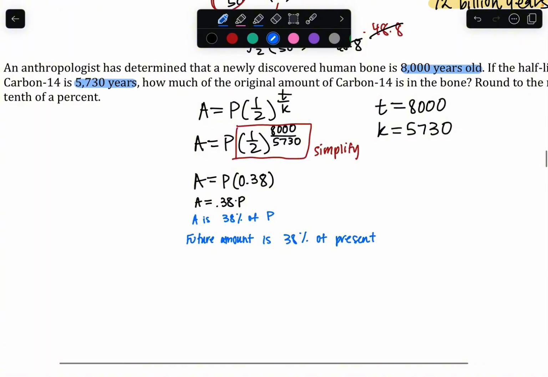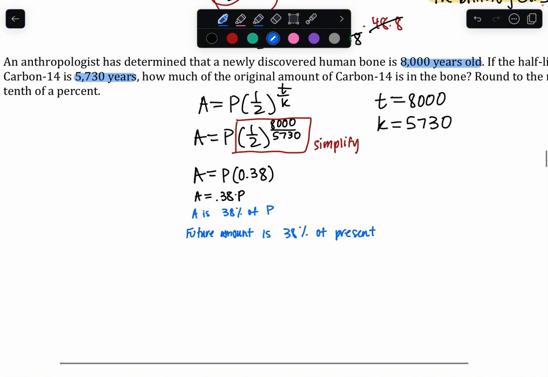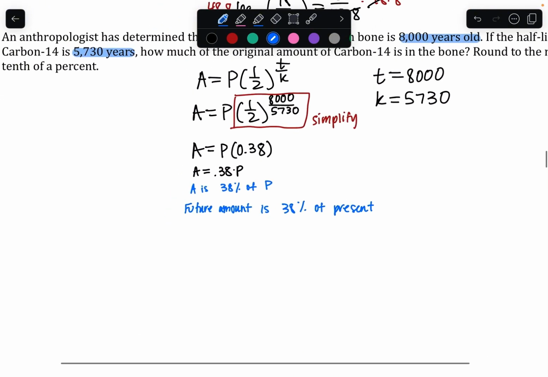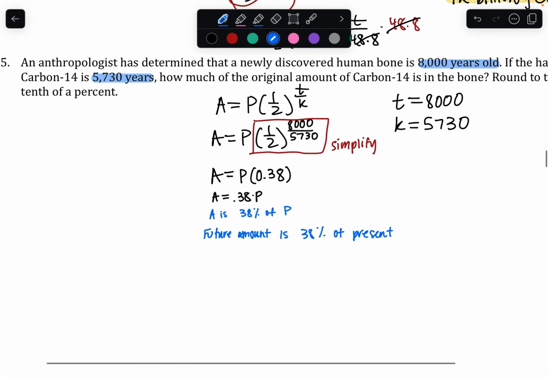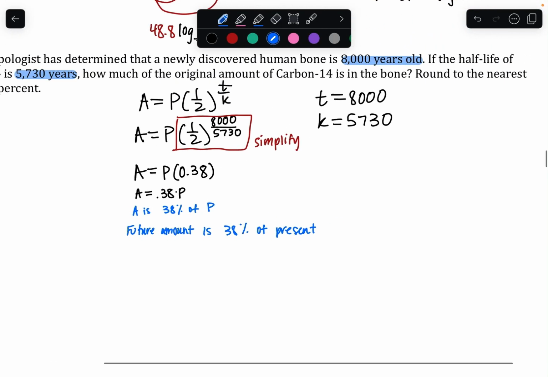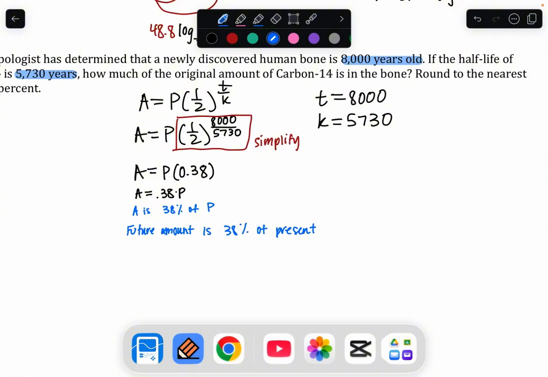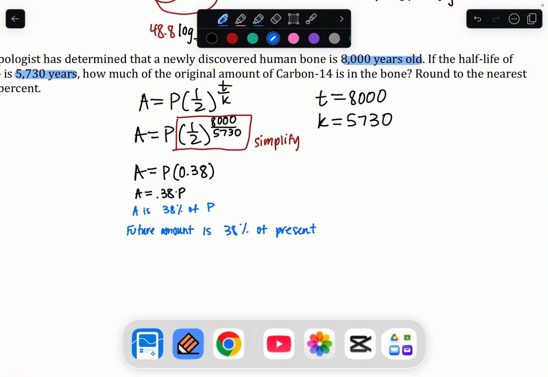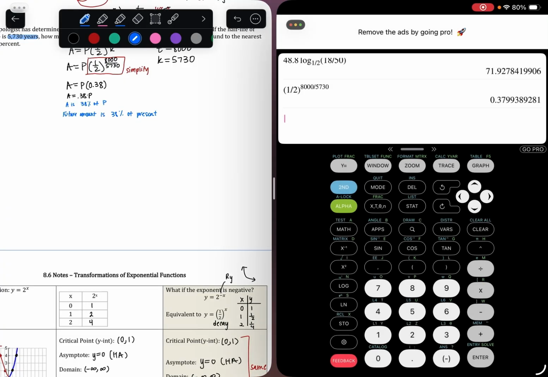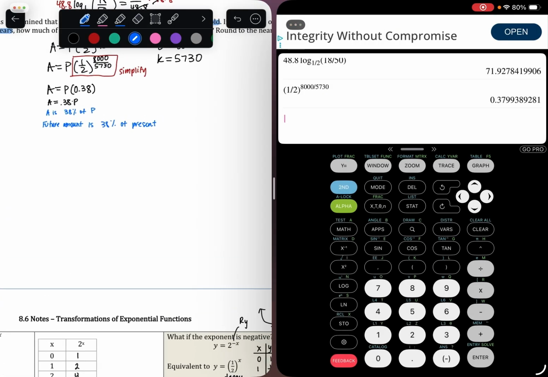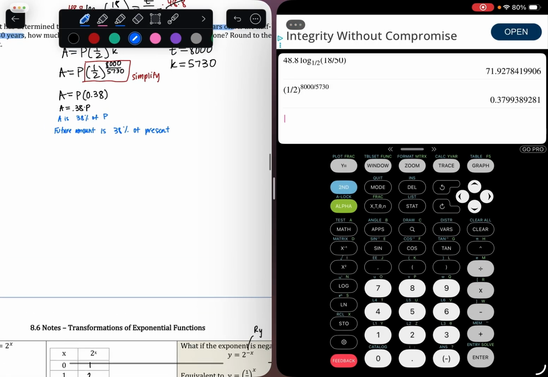How much of the original amount of carbon is in the bone? Okay, so the original amount of carbon is P, and we have 38% left. It says round to the nearest 1/10 of a percent, but we would be at the 0, I believe, because it was 37.99, yes. So that would be 38%. So you would answer 38%.